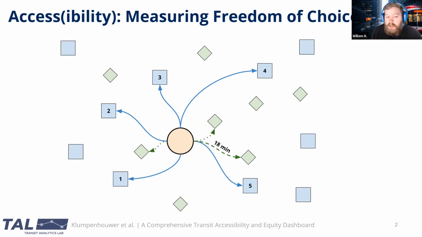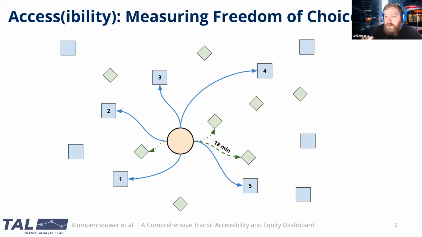So for example, you may want to know how long it takes you to get to the third closest grocery store, in which case you would find the third closest grocery store and measure your travel time to it with transit, and then that would be your score. And you can see that represented here by green diamonds. You can see the third closest green diamond takes 18 minutes to get to in this particular diagram.